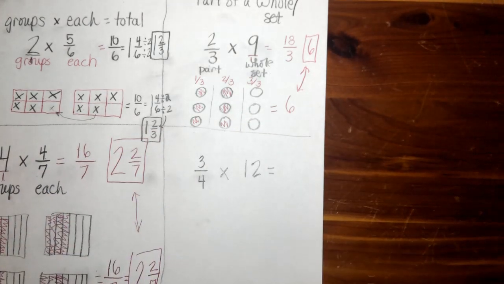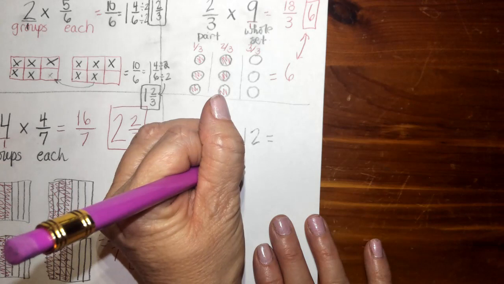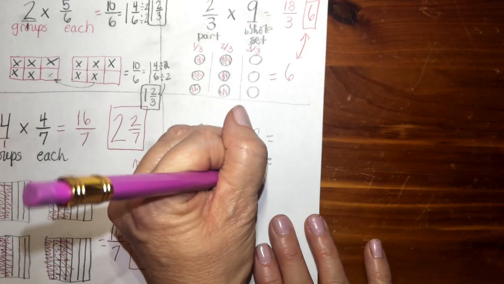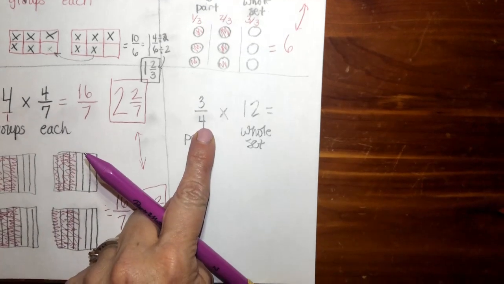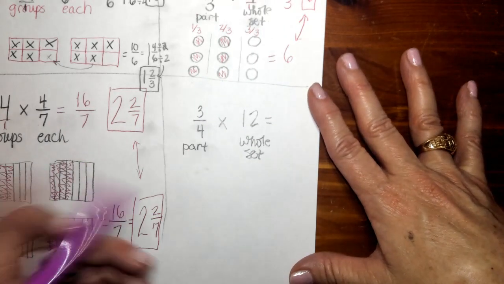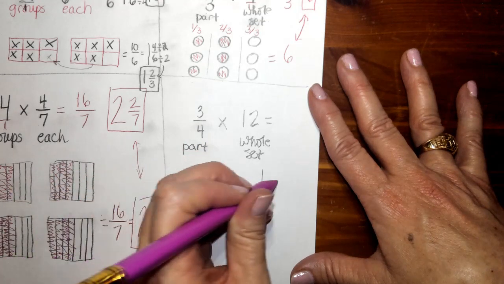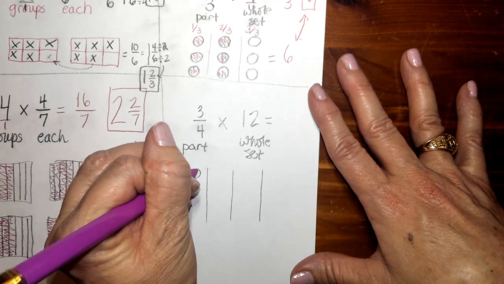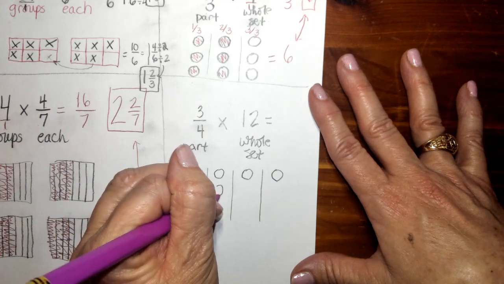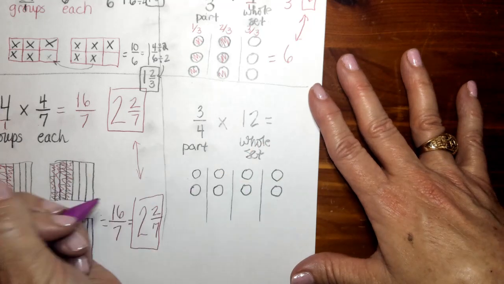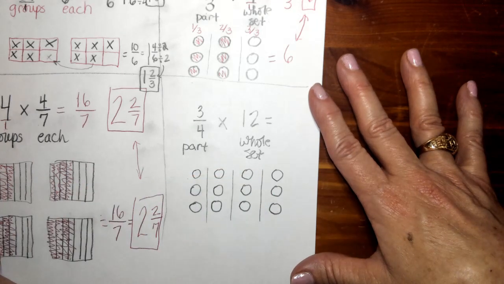So what does that mean when I'm solving? That means that I have 3/4 part of a whole set of 12. So I use my denominator, and I want to think about 4 groups, and I want to draw 12 items. So again, I'm going to partition my paper into four columns, and I'm going to start counting to 12. 1, 2, 3, 4, 5, 6, 7, 8, 9, 10, 11, 12. Perfect.